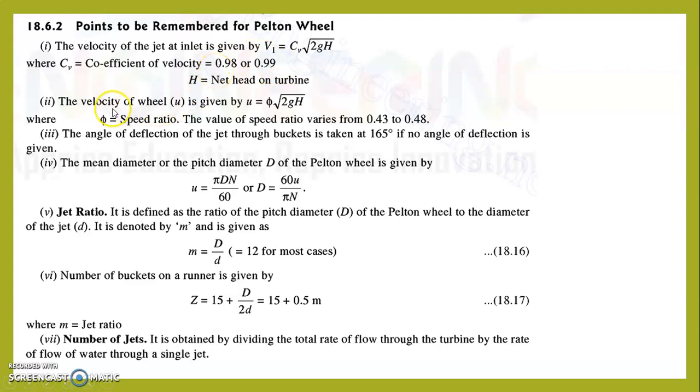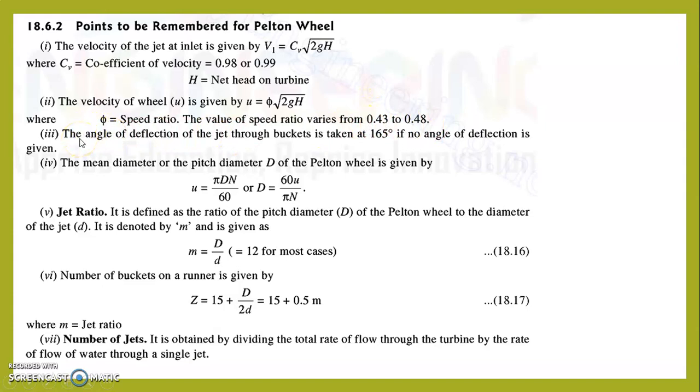And the next thing is the velocity of the wheel. In some questions, we have to assume the velocity of the wheel, which is given by phi into root 2 gh, where phi is written as Ku in some texts. Here it is written as phi. It is called the speed ratio. The value of speed ratio is 0.43 to 0.48. Okay, this also we have to assume.